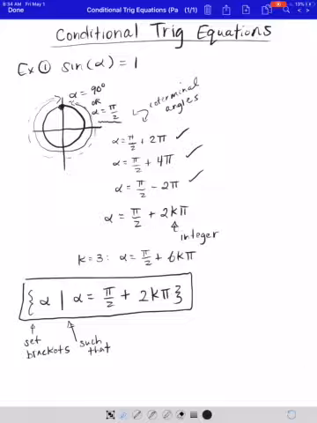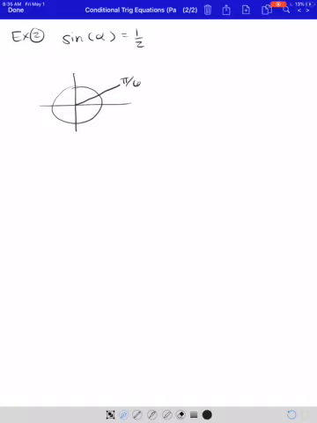Let's look at another example. So example 2. This time let's solve sine of alpha is equal to 1/2. And we can start by just locating the angles where sine is equal to 1/2. And we know that that's going to happen in the first quadrant at the angle pi over 6, and also in the second quadrant at 5 pi over 6. Sine of 5 pi over 6 is also positive 1/2.